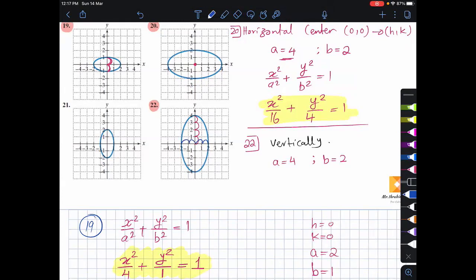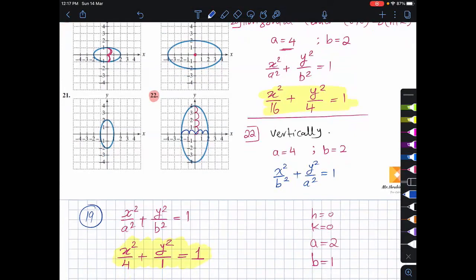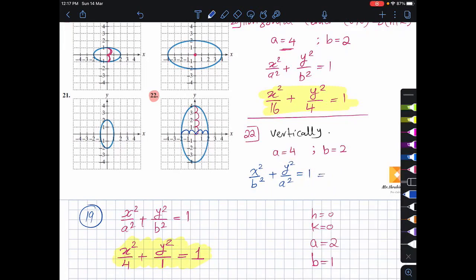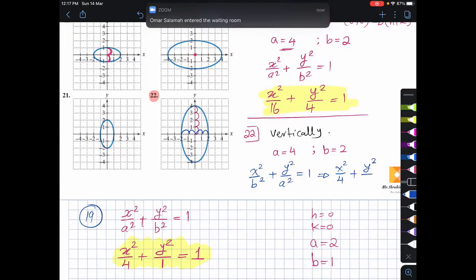But because it's a vertical ellipse, the equation is x squared over b squared plus y squared over a squared equals 1. This is the equation of an ellipse when it's vertical. Substituting, we have x squared over 4 plus y squared over 16.